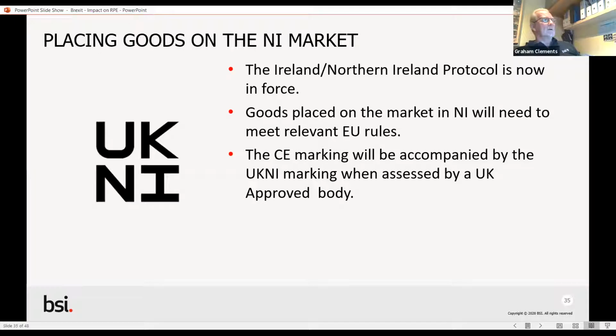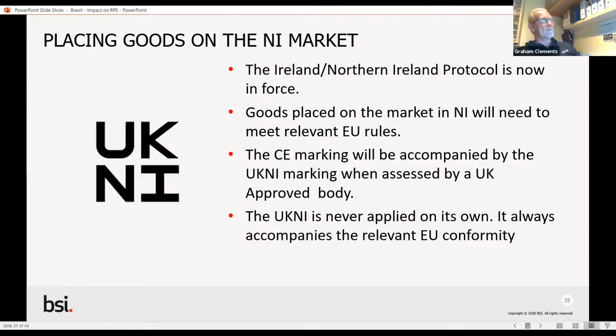However, CE marking will be accompanied by UKNI marking when assessed by a UK approved body. So what that means is you could have your CE marking assessed by a European notified body and then have your UKNI assessed by a UK approved body, but both marks would have to appear. So to sell it in Northern Ireland, you have to have both marks. The UKNI is never applied on its own. It has to have the relevant EU conformity as well. So you will only see CE and UKNI combined.